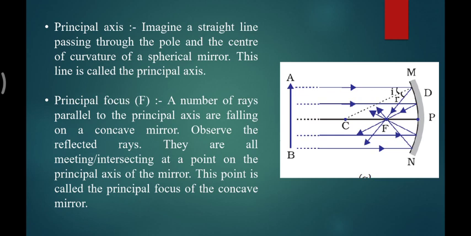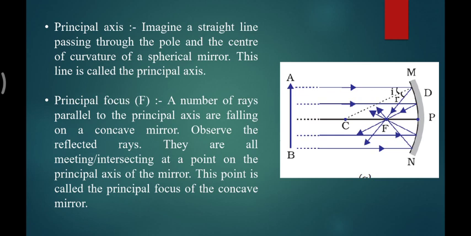Principal focus, which is represented by capital F. Let us see. It is very important and critical to understand, but let's make it easy. You can see in the figure, please focus on the figure. A parallel set of rays comes towards the mirror. The mirror is a reflecting surface, so the rays reflect in such a way that they meet on the principal axis. The point where they meet is named the principal focus.